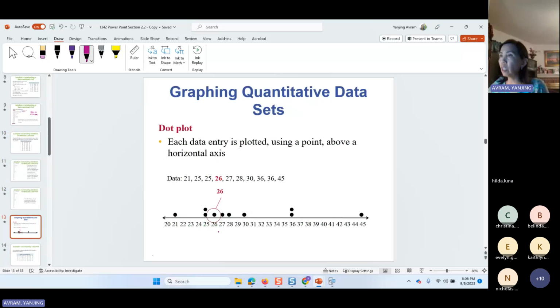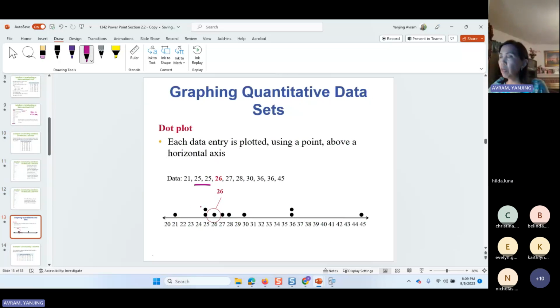The second one is called a dot plot. Dot plot is just very easy. You put one dot on the top of the number. So for example, if you got 225, right? So you have a 25 right here. You put a 2 dot on the top.